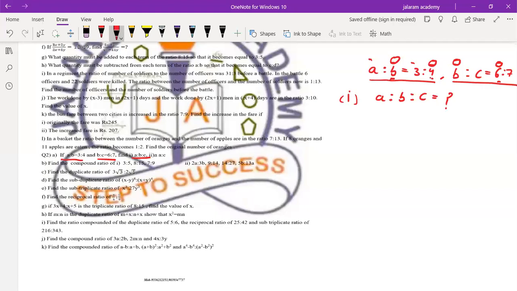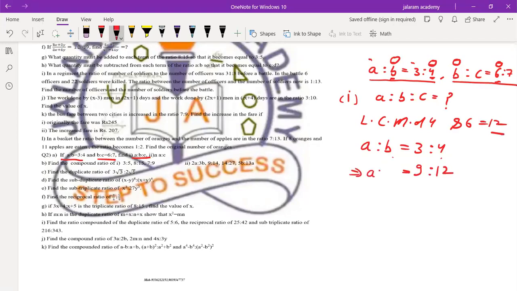So what is the LCM of 4 and 6? We know that LCM of 4 and 6 equals 12. So we have to make this number B equivalent to 12. For this, first we write A is to B equals 3 is to 4. If we multiply antecedent and consequent both by 3, B will become 12. Means 3 3s are 9 is to 12. Means A is to B is also equivalent to 9 is to 12.